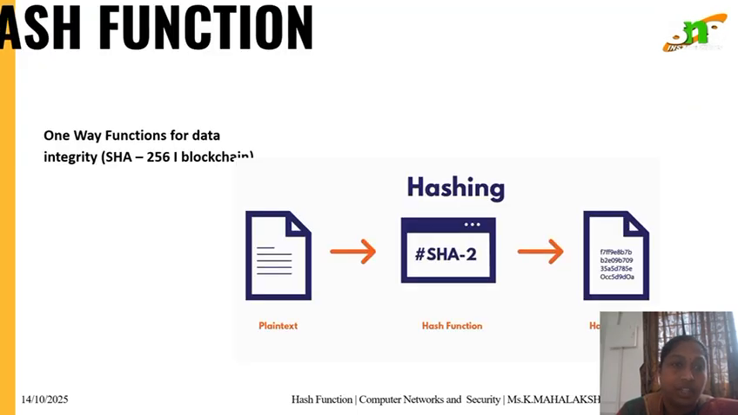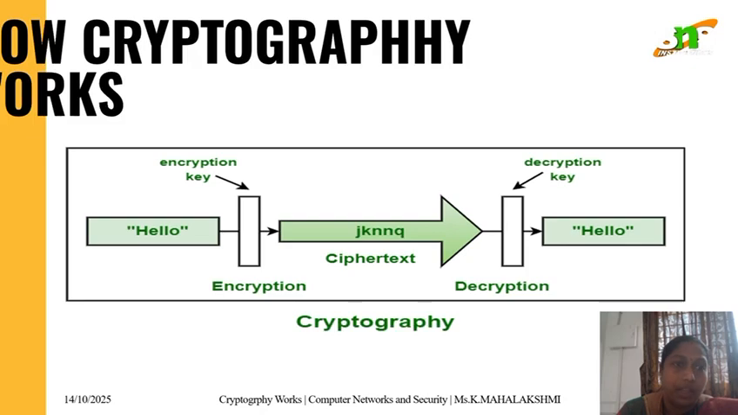Then the hash function. A hash function is a one-way function for data integrity. One-way function means the plain text goes through a hash function such as SHA-2 to produce the hash. Cryptography works like this: the original message is encrypted to ciphertext, and finally the ciphertext is decrypted to the original message. This is the cryptography working process.